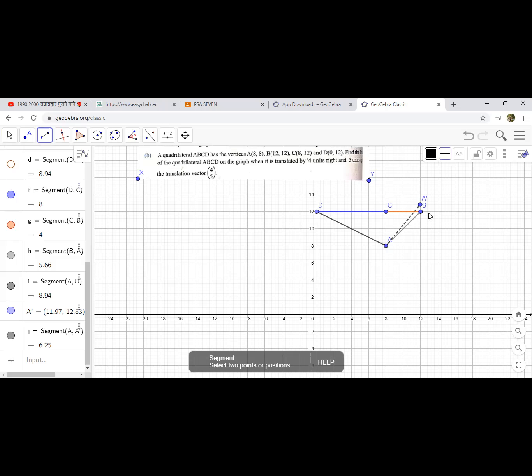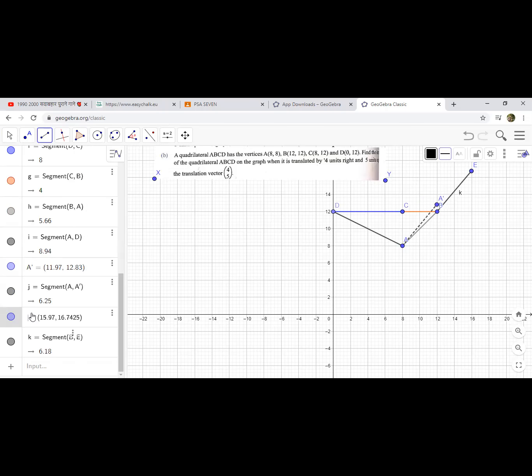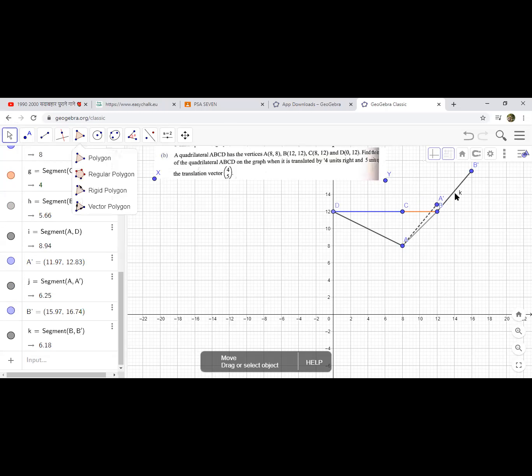Okay, let's take the point B, and we have to go how much? 4 units right and 5 units up. 1, 2 and 2 boxes. Okay, this is just the point B prime, B dash.